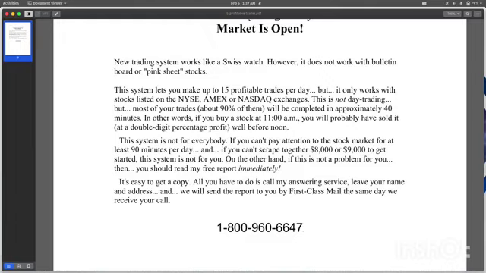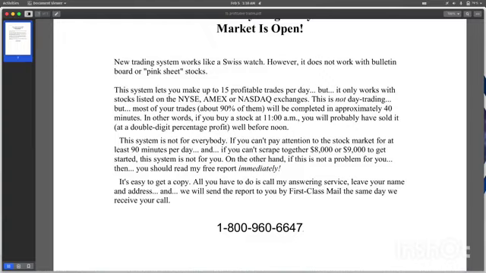So this is for a serious stock exchange investor. This is not day trading. But most of your trades, about 90% of them, will be completed in approximately 40 minutes. In other words, if you buy a stock at 11 a.m., you will probably have sold it at a double-digit percentage profit well before noon. So we can see specificity is being used here. 40 minutes.